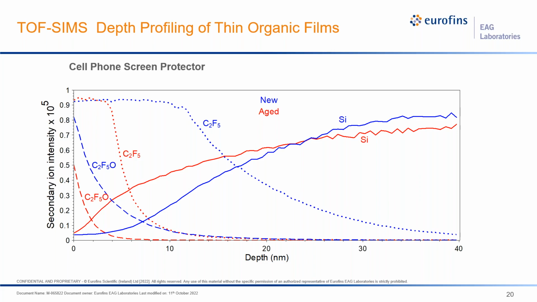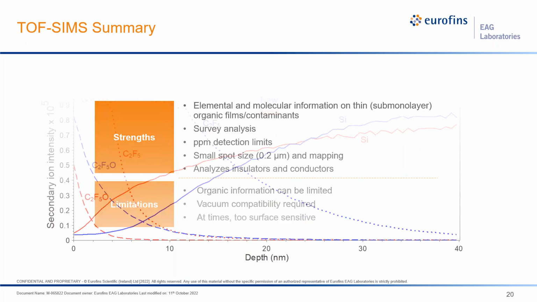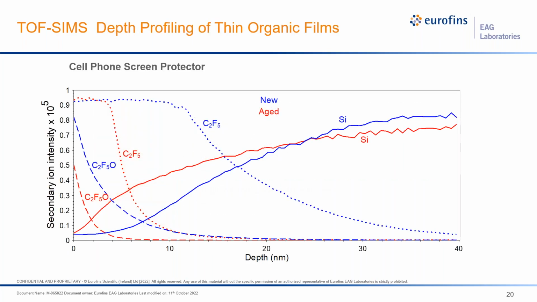which we tracked by the C2F5 ion, and that's shown in a dotted line. We also saw a fluoroether, the C2F5O, which we show in a dashed line. And the solid line is the silicon from the underlying screen protector. So what we see is the new screen protector has a much thicker fluorocarbon coating, about 14 nanometers, than the aged. And we also see that the fluoroether is lower on the surface of the aged and dissipates faster into the bulk.